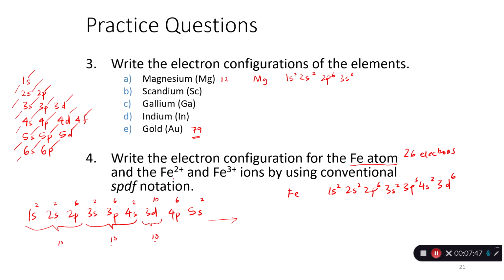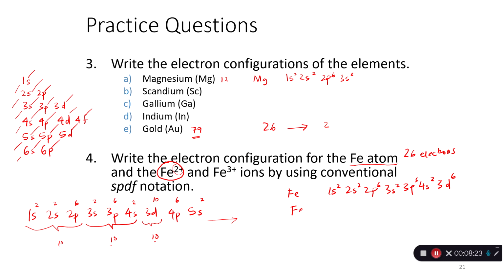Now, what happens to the Fe2+ ion? It means that the Fe atom has donated 2 electrons. When it donates electrons, it will be positive, right? This is discussed in the previous class. So the charge depends on how many electrons it donates. From 26, it donates 2, so it will be left with 24.